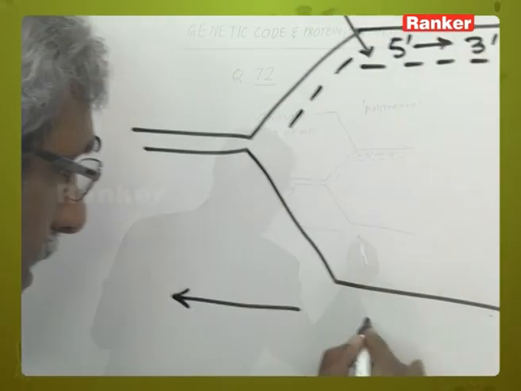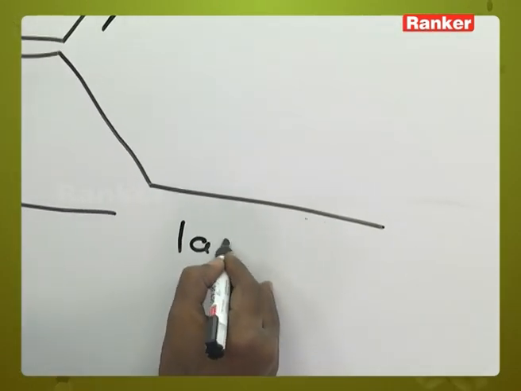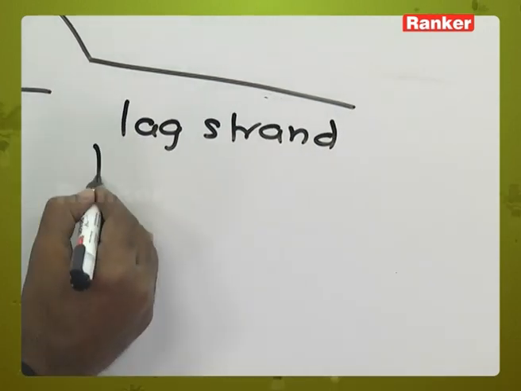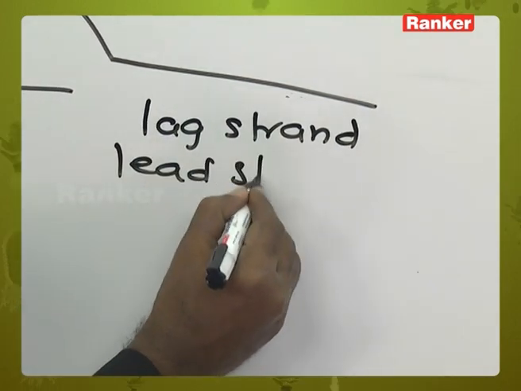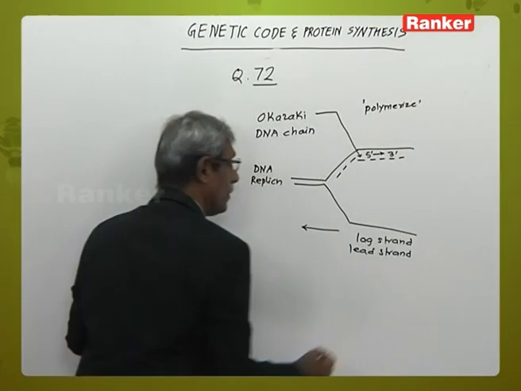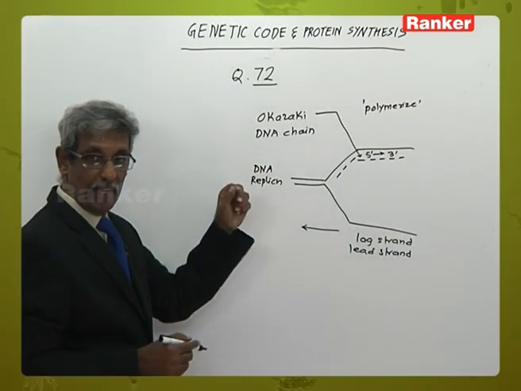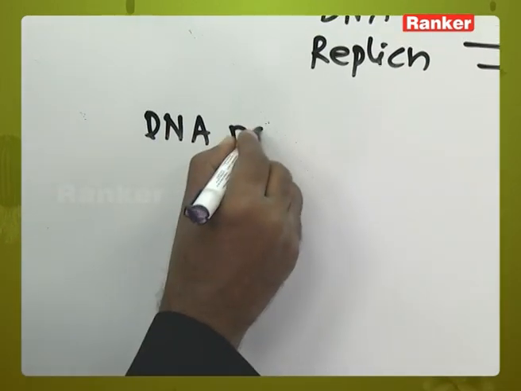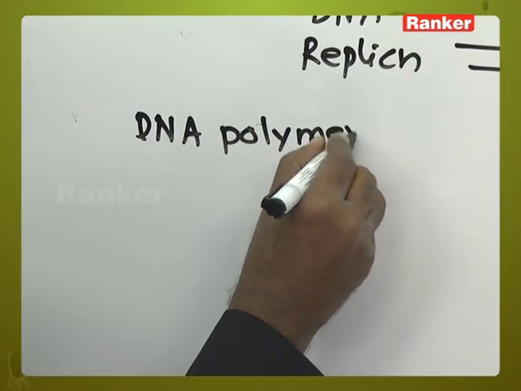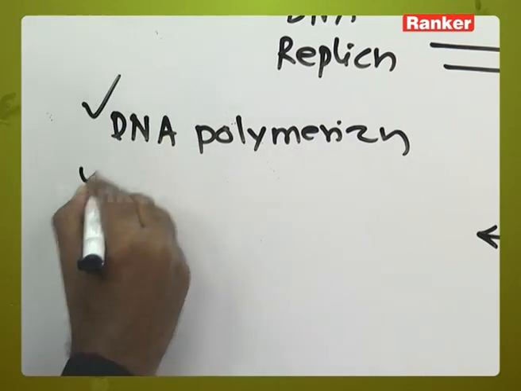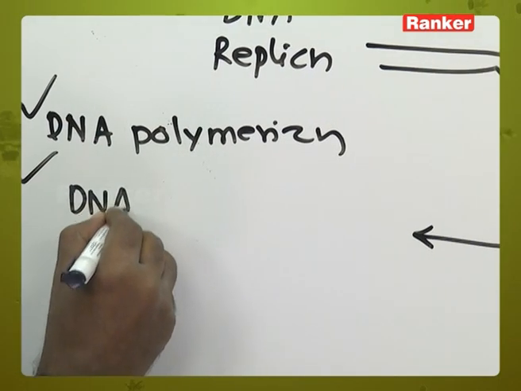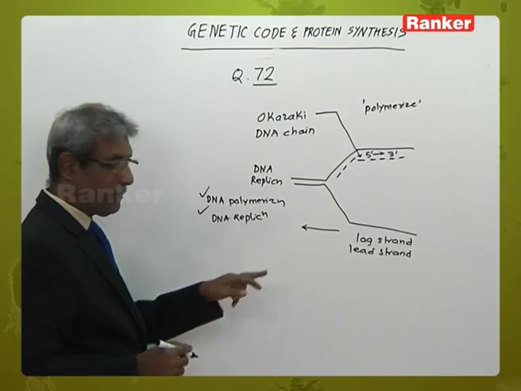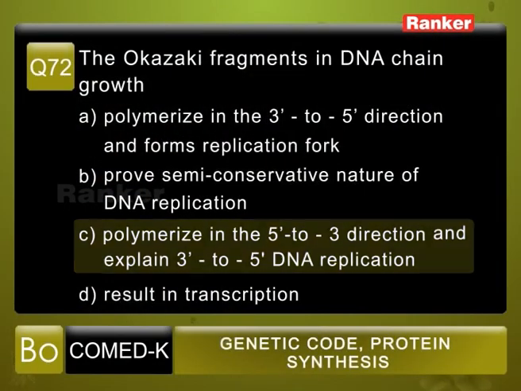We have the formation of a lagging strand and also the formation of a leading strand. So, Okazaki fragments give evidence for DNA polymerization and also the process of DNA replication. The answer is C.